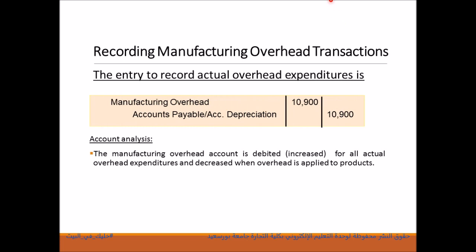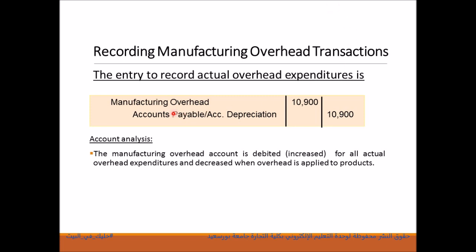Now we need to record overhead transactions. Remember from the last semester we have explained how job order costing system is used to track production costs. Specifically, manufacturing overhead account is debited, increased, when actual overhead cost is incurred, and decreased when overhead is applied to products. At the end of the accounting period, the balance in the manufacturing overhead account represents the over-applied or under-applied overhead and is closed out to cost of goods sold.